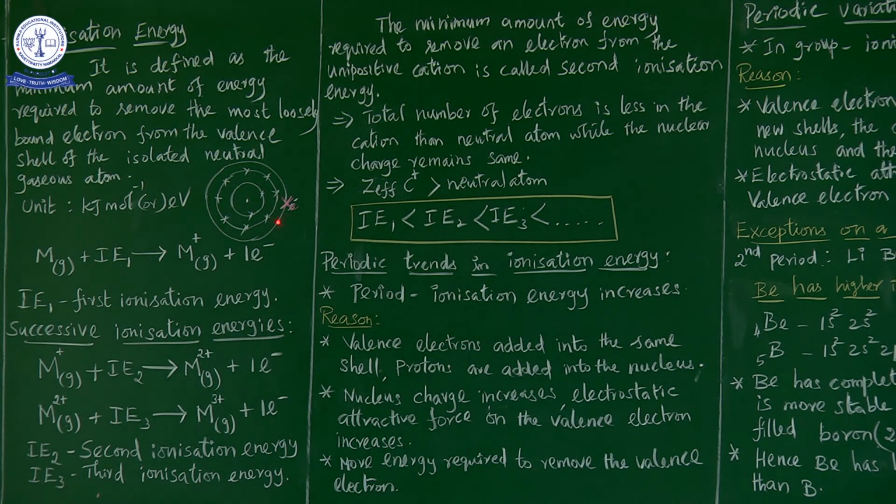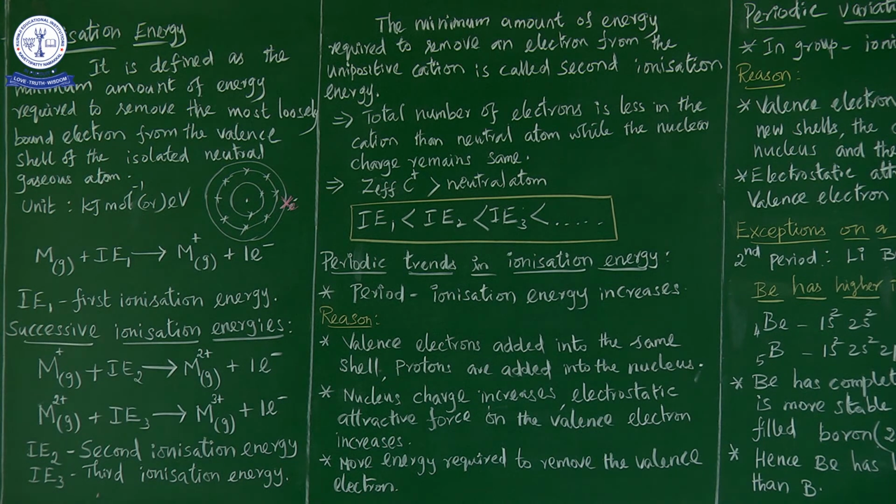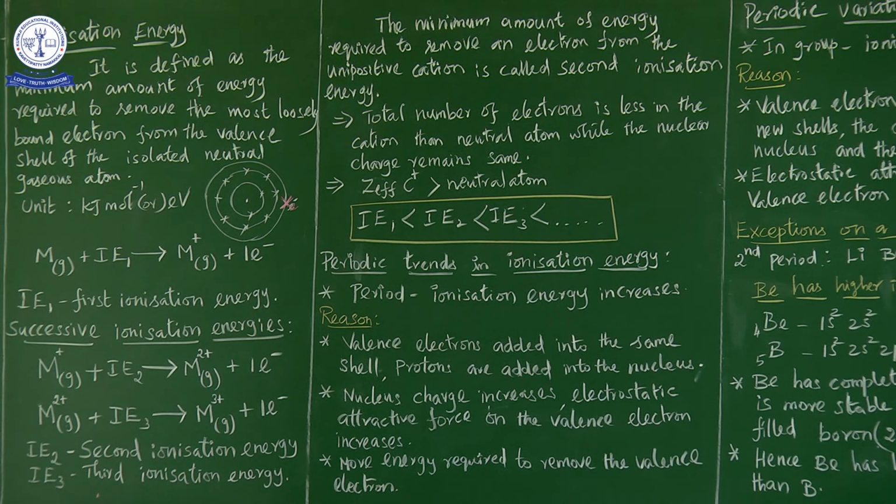So distance decreases and attractive force increases. So the removal of an electron from the valence shell is not easy. It needs more energy, so the higher ionization energies are greater than the previous one. The third ionization energy is always greater than the second and first ones. What is the reason for that?